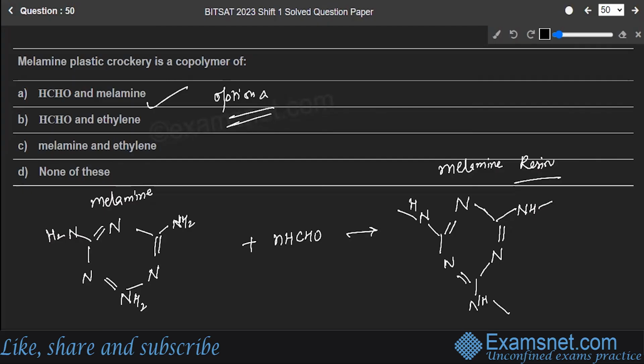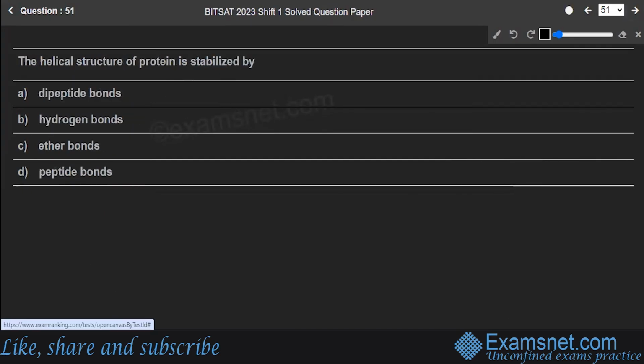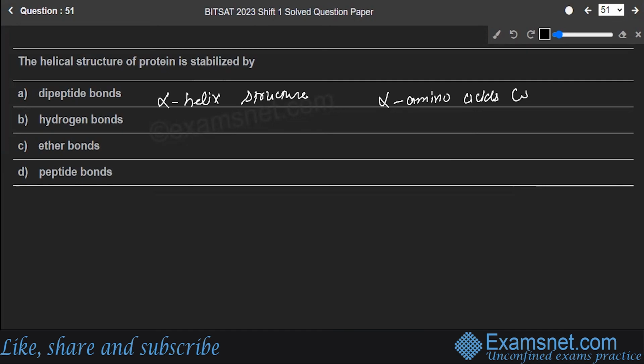Hope you understood this. Let's move to the next question, number 51. The helical structure of a protein is stabilized by which of these options? See, the alpha helix structure is formed when the chain of alpha amino acids coils as a right-handed screw, which is called alpha helix.